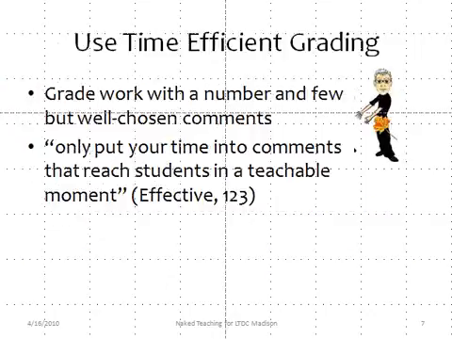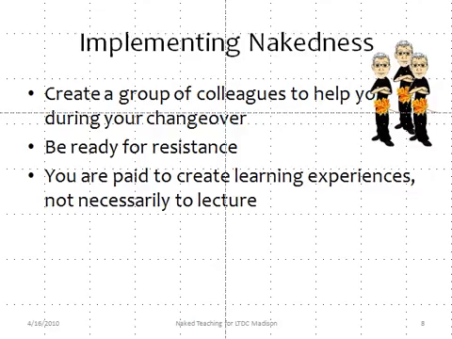Grading works like this. Work with a number, a point system, and give a few but well-chosen comments. If you're going to get into teaching this way, it really helps if you've got a group of colleagues that you can talk with, just because this is different, and it helps to have someone you can bounce the day's events off of and help with your own planning.